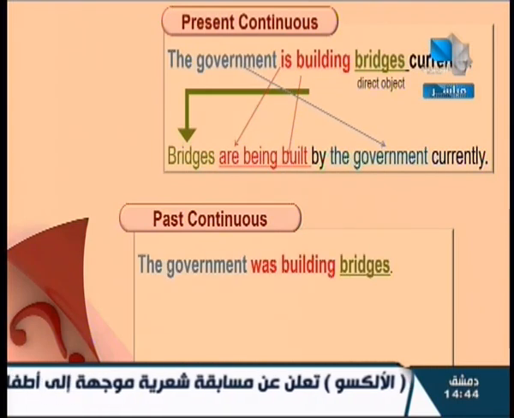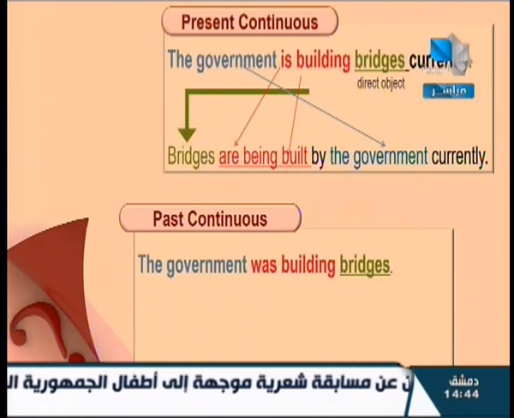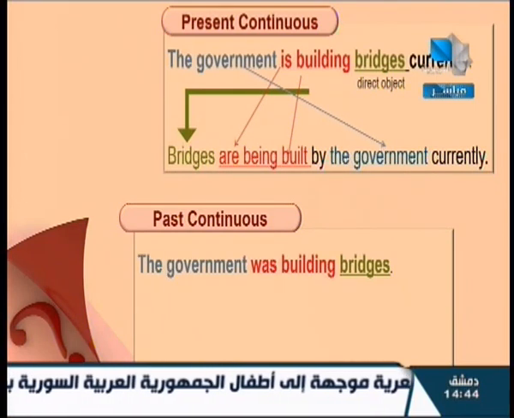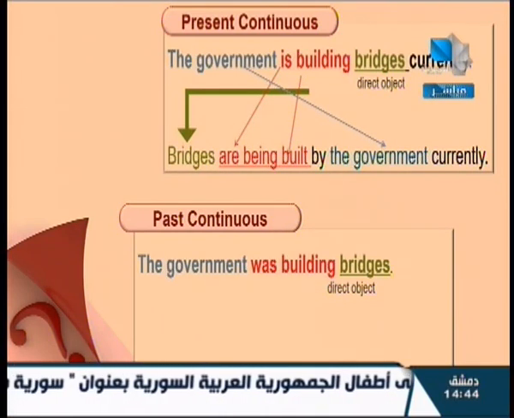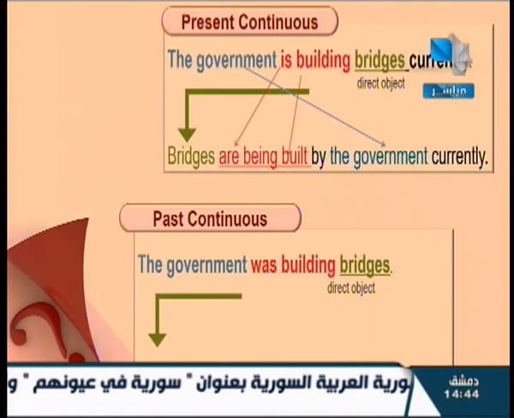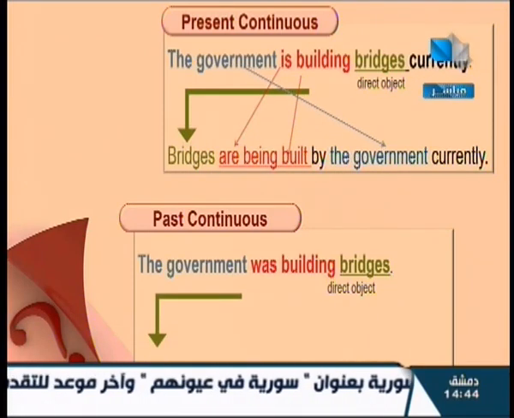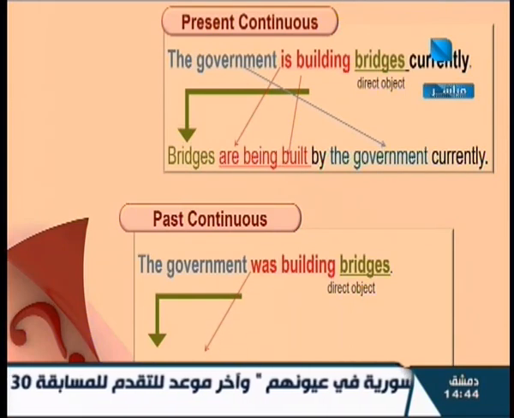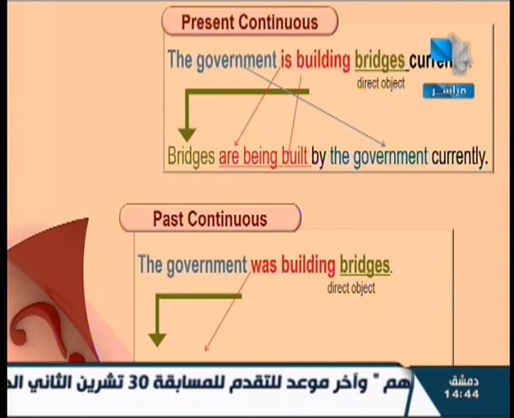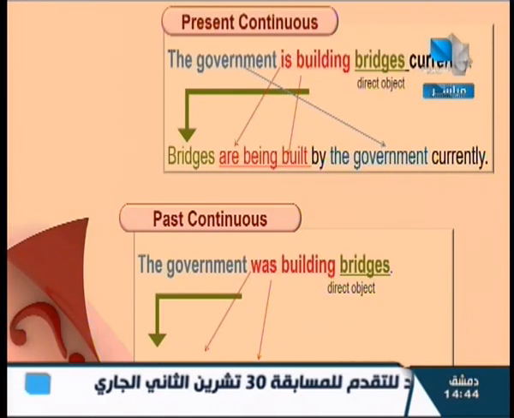Okay. In the past continuous, the government was building bridges. The object bridges should be at the beginning, was or were, it depends, here were, because bridges is plural. In continuous tenses, present or past, we add being, and then verb 3, by the government, the subject after the preposition by.